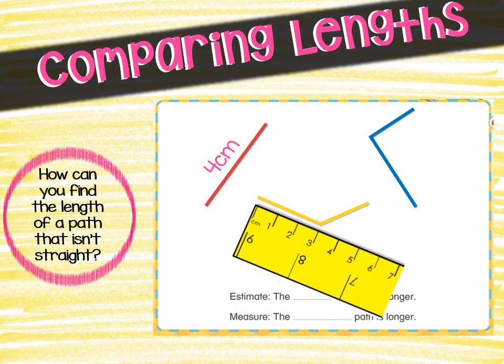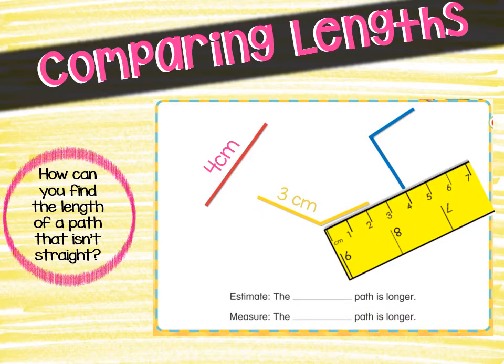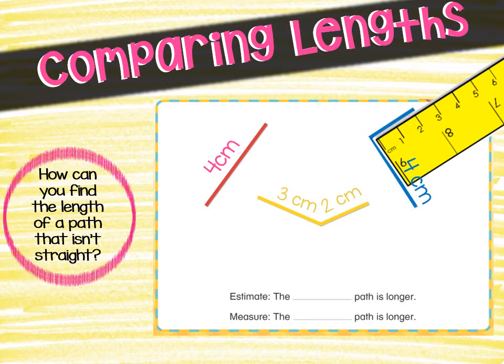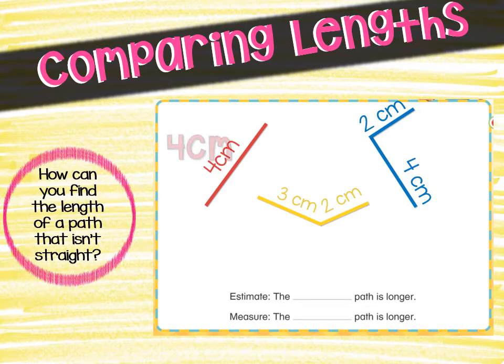Now let's move to the yellow. This part of the yellow path is 3 centimeters. And the second part looks like it's about 2 centimeters. Now I'm going to go to the blue. First part of the blue path is 4 centimeters. And the second half is 2 centimeters. So now how can I tell how long that yellow path and the blue paths are? Well, I'm going to add them together.